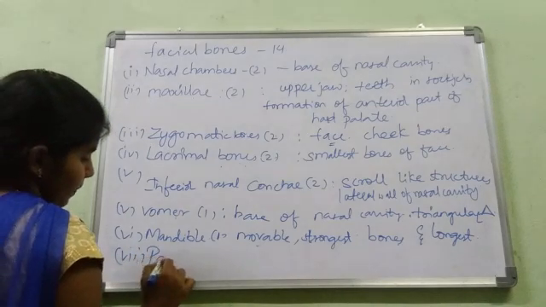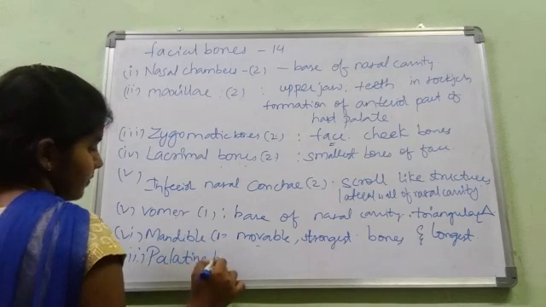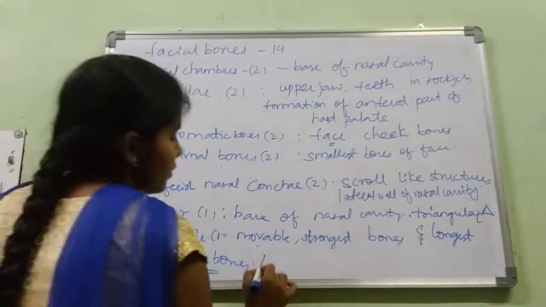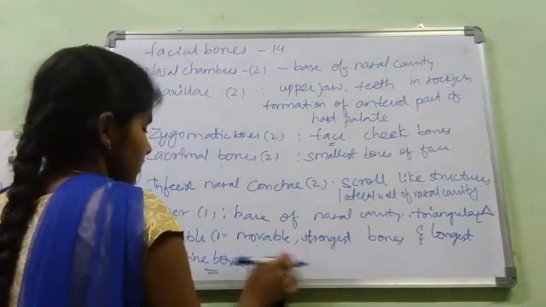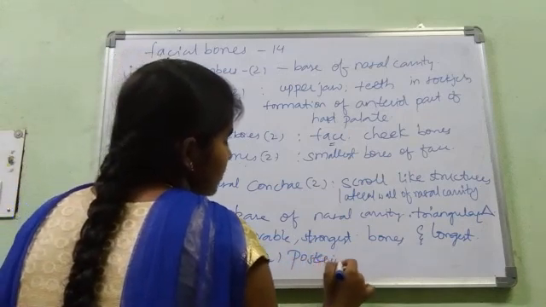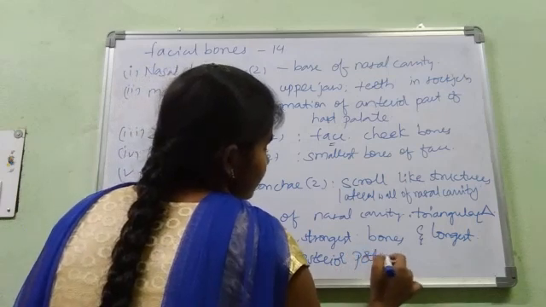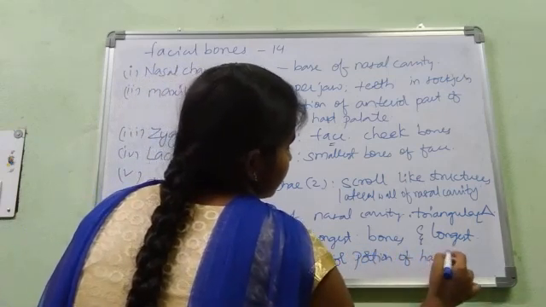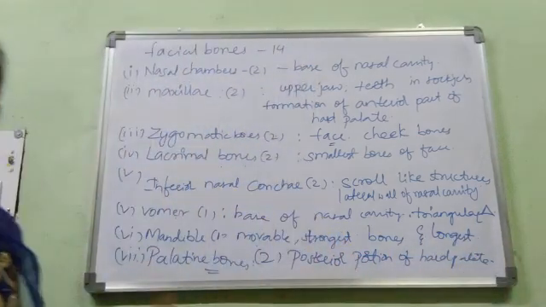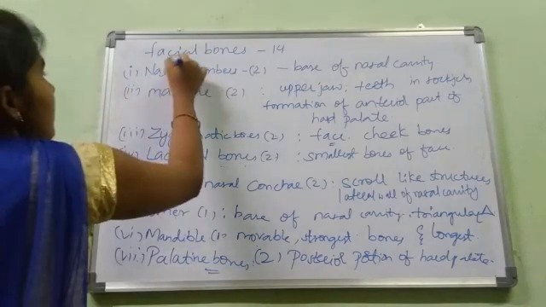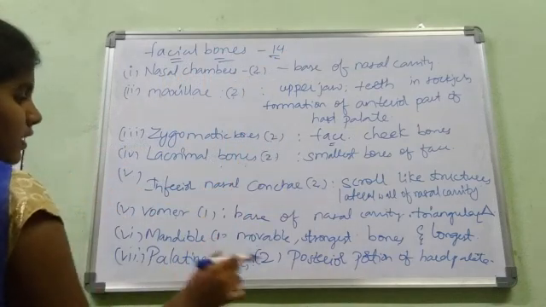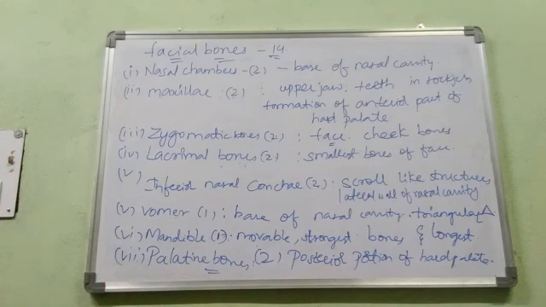That is the palatine bones. Palatine bones form the posterior portion of the hard palate. Sorry, this is 2 in number. They form the posterior portion of the hard palate. See friends, facial bones are 14 in number: 2, 2, 4, 5, 6, 7, 8, 9, 10, 11, 12, 13, 14. Okay, so note down this, friends.